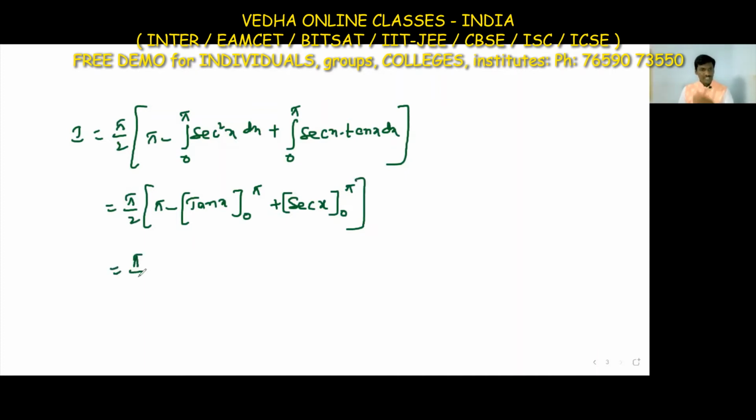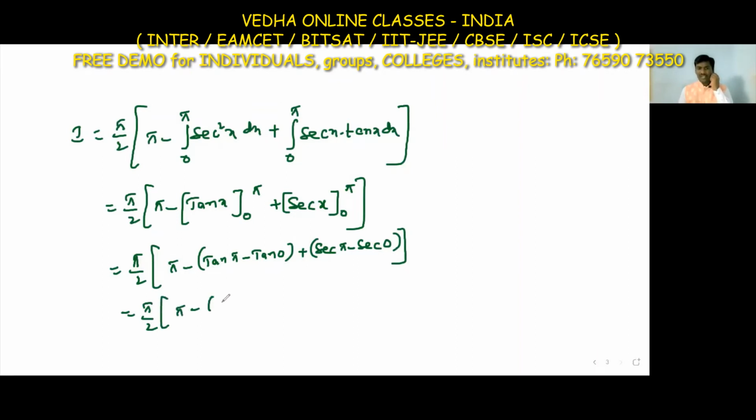Outside pi by 2 as it is, I have written pi minus. Upper limit minus lower limit: tan pi minus tan 0, plus secant pi minus secant 0. Outside pi by 2 as it is. Tan pi is 0, minus tan 0 also 0. Secant pi value is minus 1, and secant 0 is 1, but outside there is a minus, so minus that 1. We write it as it is.